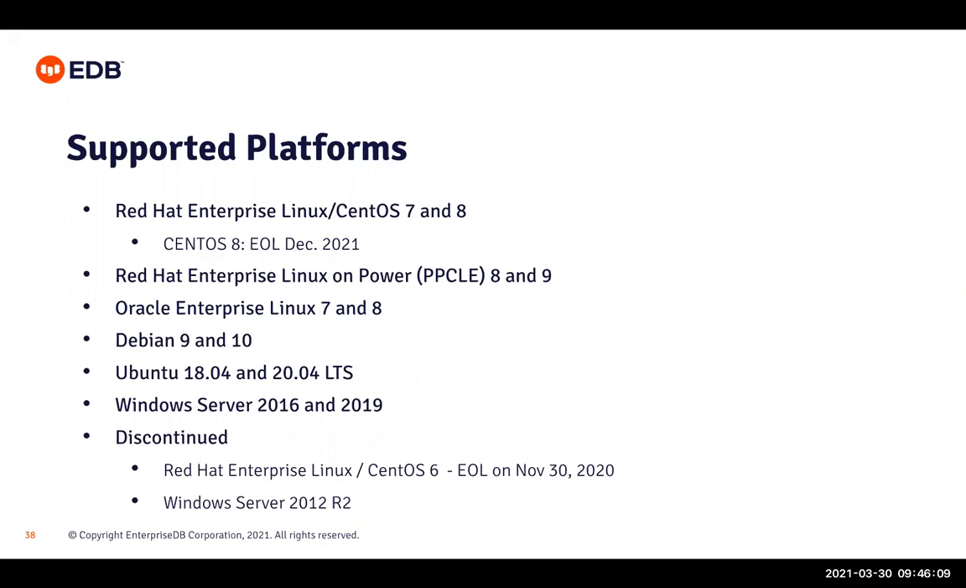Apart from the Red Hat line, we also support Debian versions 9 and 10, Ubuntu 18 and 20. And on PowerPC, of course, versions 8 and 9 of PowerPC Little Endian, Red Hat Enterprise Linux. Windows Server 16 and 19 are still supported. We have desupported Windows 2012, as well as CentOS 6, which went end of life at the end of last year.